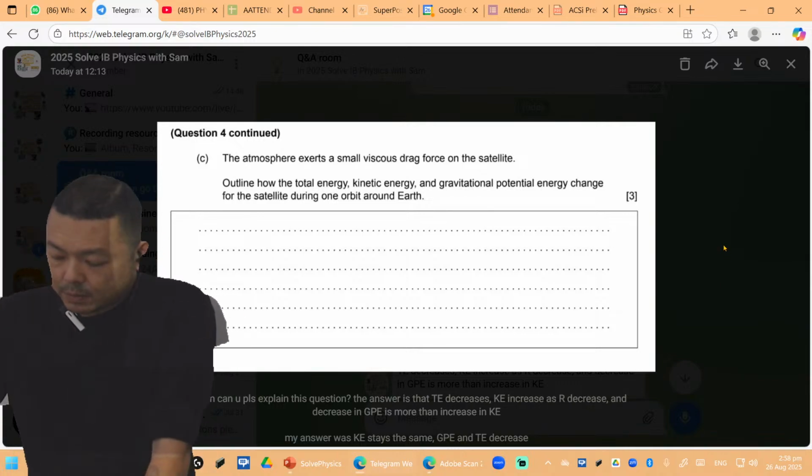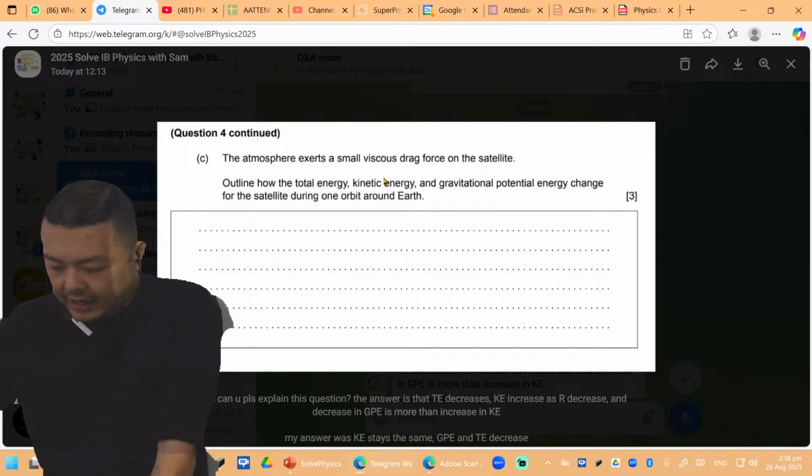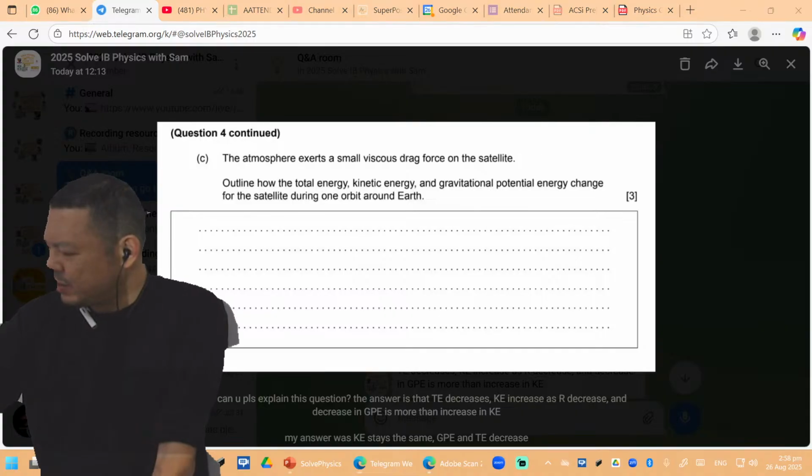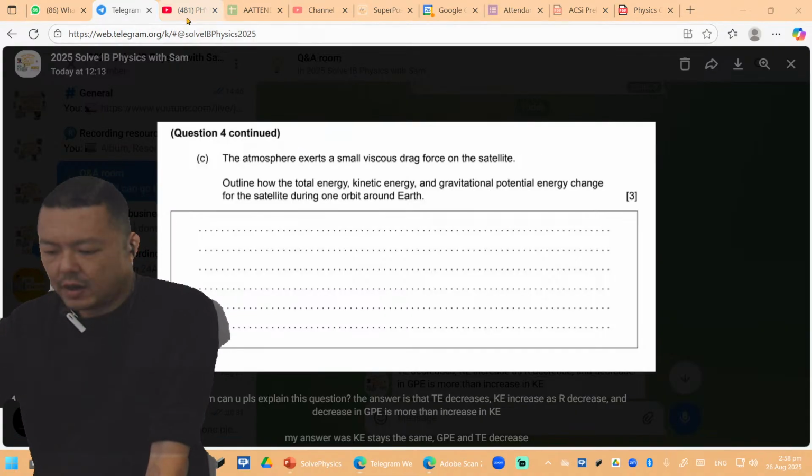Atmosphere exerts a small viscous drag force on the satellite. Outline how the total energy, KE and GP, change for the satellite during one orbit around the Earth. Why one? Why does it need to be one orbit? Okay. But I did do this before, right?